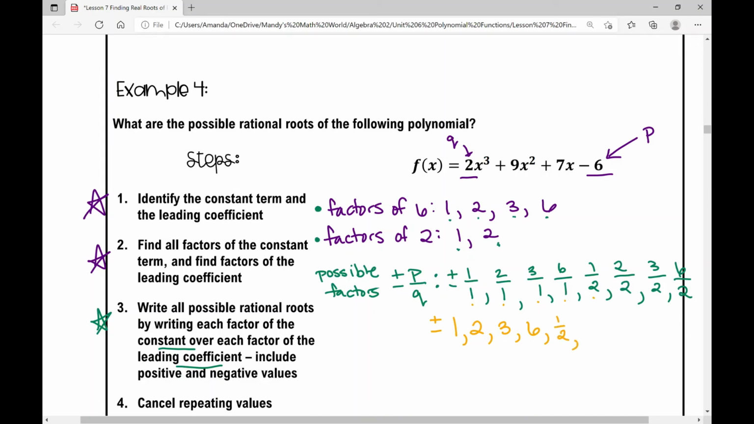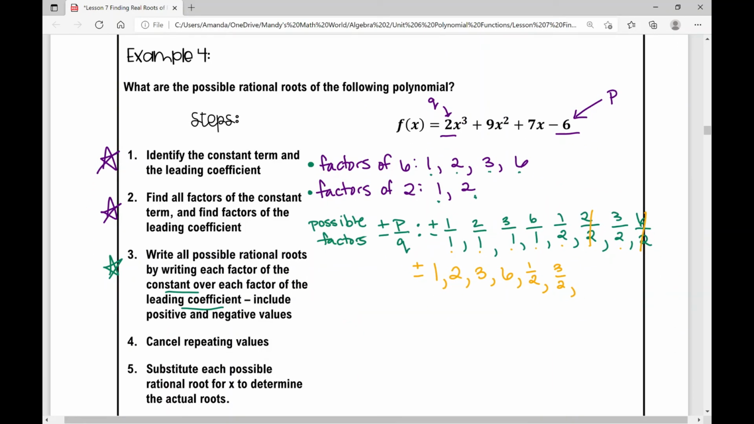And then 2 over 2 is just 1, and we've already got that listed, so we don't need to write that again. Positive or negative 3 over 2. Positive or negative 6 over 2, which is just 3, and we've already got that listed as well, so we can cross that out. So these are all the possible roots of this polynomial. So we've canceled our repeating values.